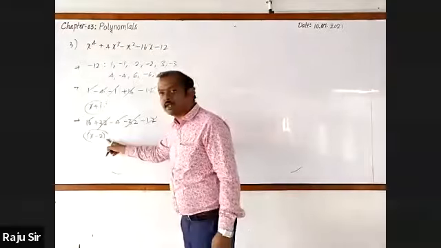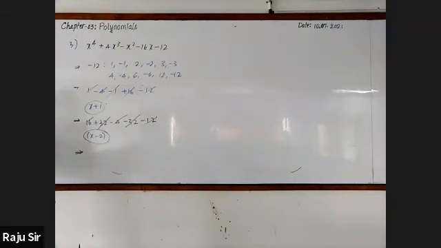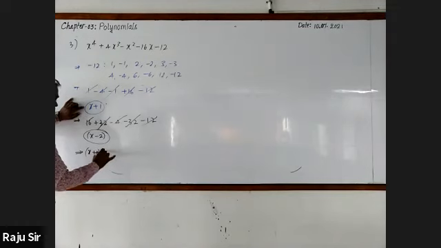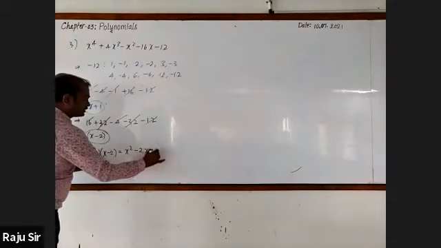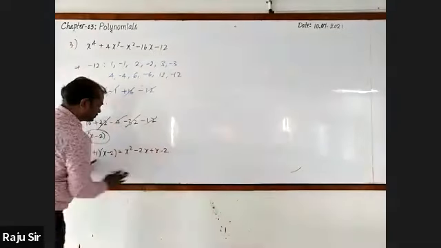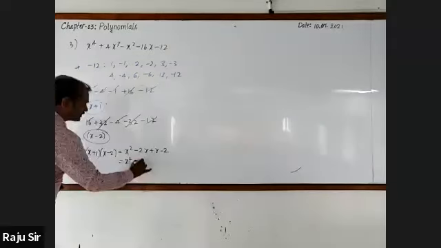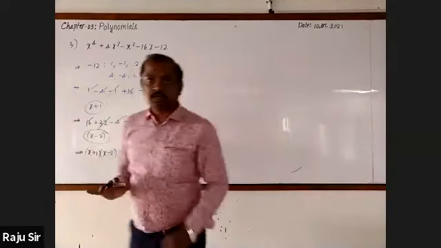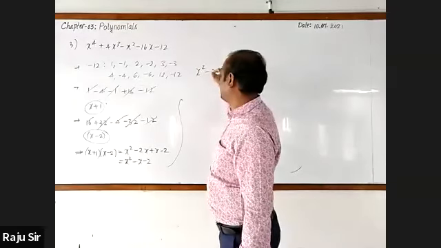After getting the first and second factors, you go for getting a quadratic polynomial. Let me tell you how. x plus 1 into x minus 2: x into x, x squared; x into minus 2, minus 2x; 1 into x, x; 1 into minus 2, minus 2. So this is x squared minus x minus 2. Have you understood? This is the quadratic polynomial, x squared minus x minus 2.